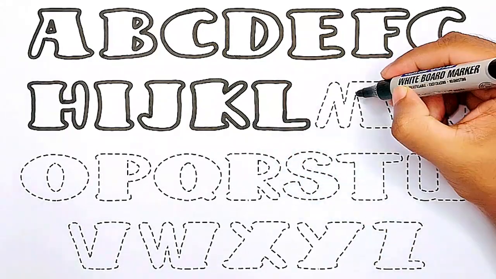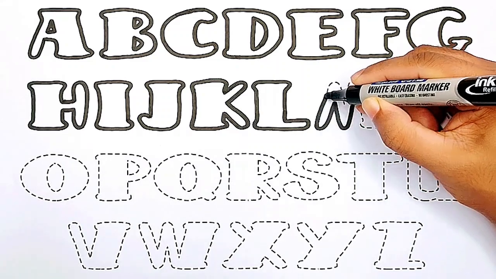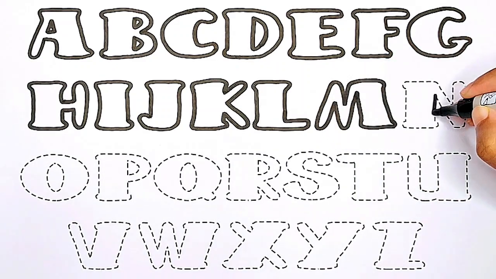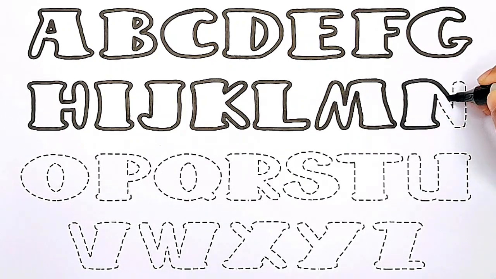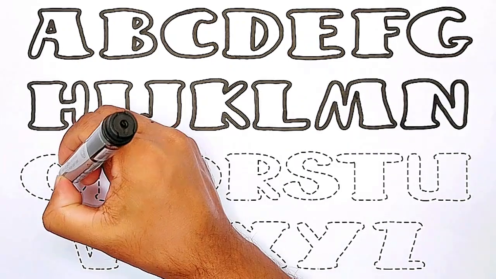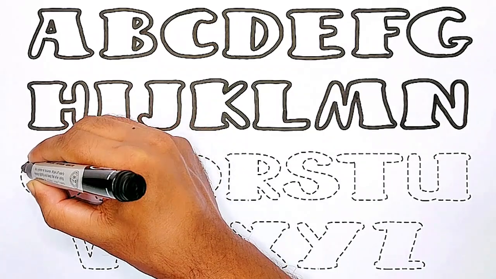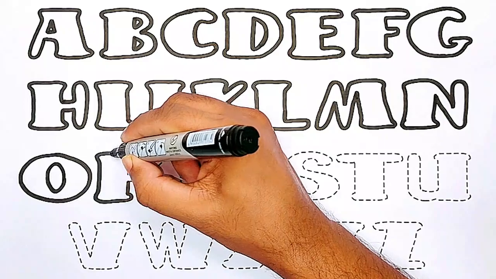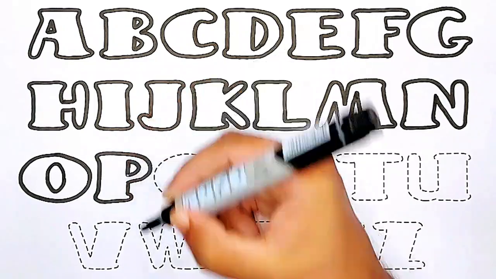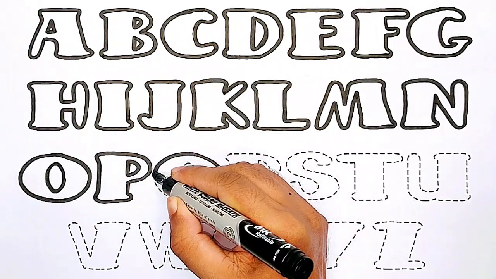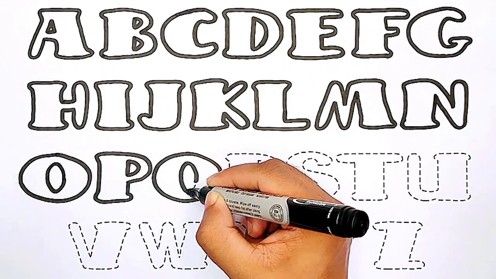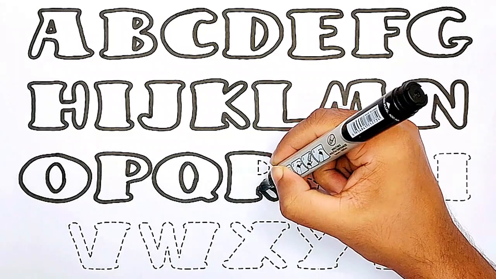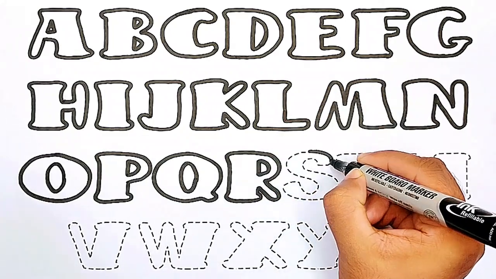L. M. N. A, B, C, D, E, F, G, H, I, J, K, L, M, N, O, P, Q, R, S, T, U, V, W, X, Y, and Z. Now I know my ABCs. Next time, won't you sing with me?